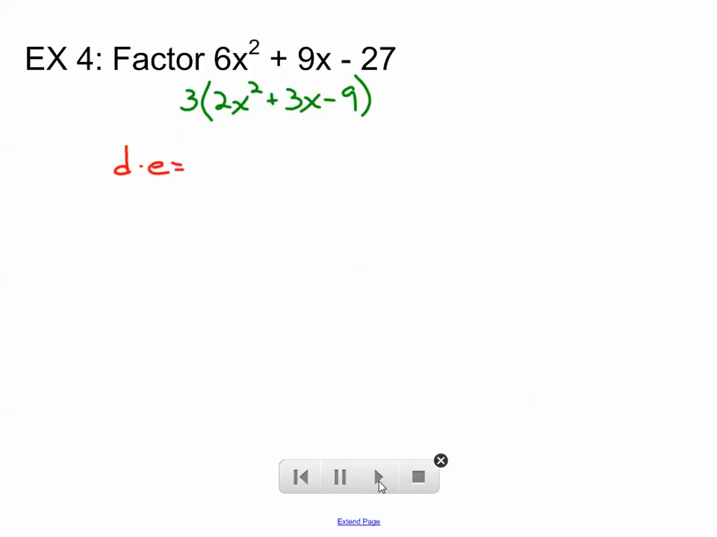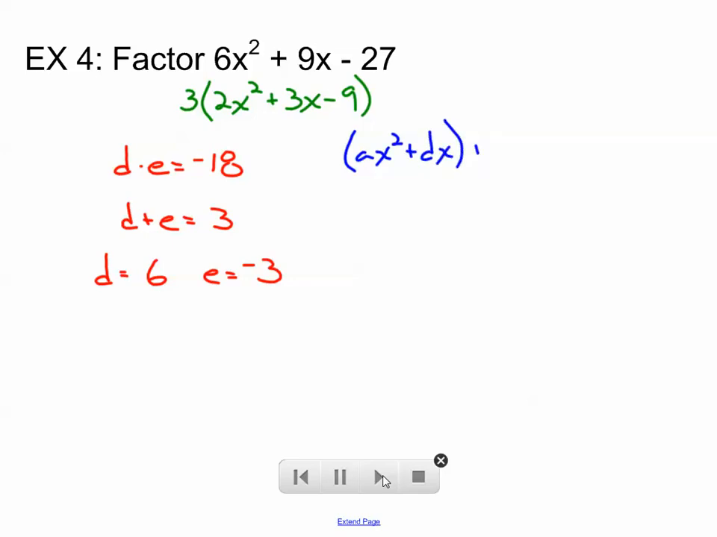Now I'm looking for factors of d times e. Remember, or I'm sorry, a times c. A is 2, c is negative 9, so it's negative 18. And our b value is 3, not 9. We're looking at our new trinomial. So how about positive 6 and negative 3? Positive 6 times negative 3 is negative 18, and positive 6 plus negative 3 is 3.